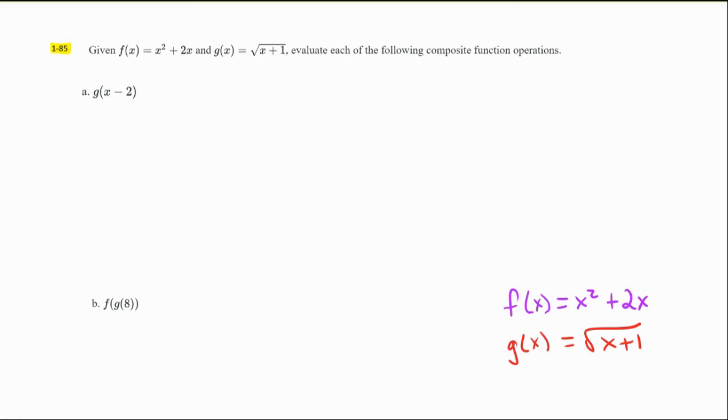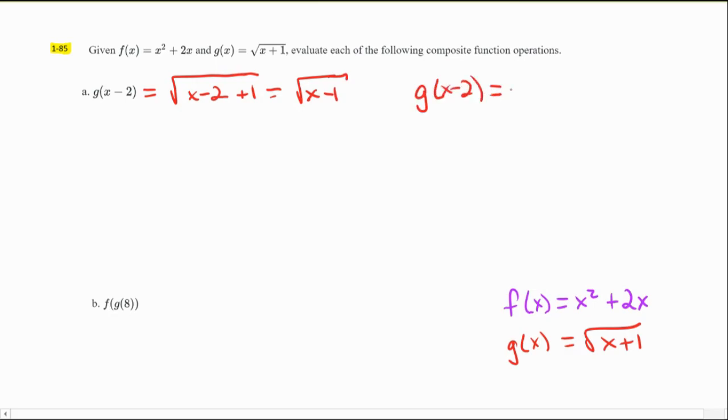So I'm taking this red equation down here, and wherever I see x, I'm going to plug in x minus 2. When I go through that, negative 2 plus 1, I'm going to simplify to just x minus 1. So g of x minus 2 equals the square root of x minus 1.